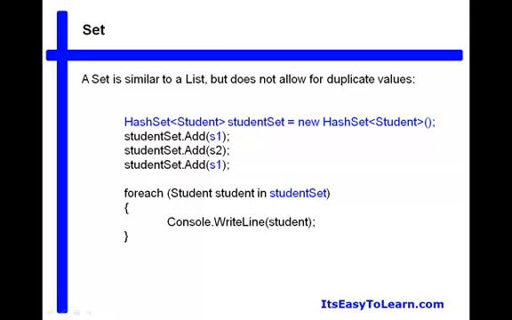A hash set is similar to a list, but important point, it does not allow duplicate values. How do you define a hash set?